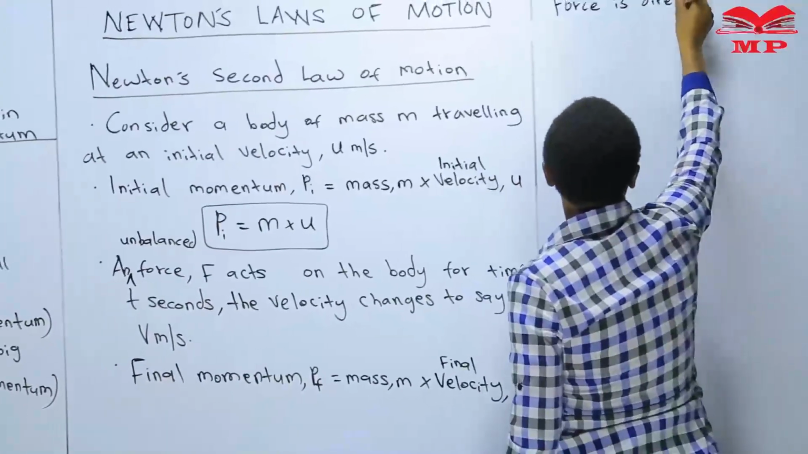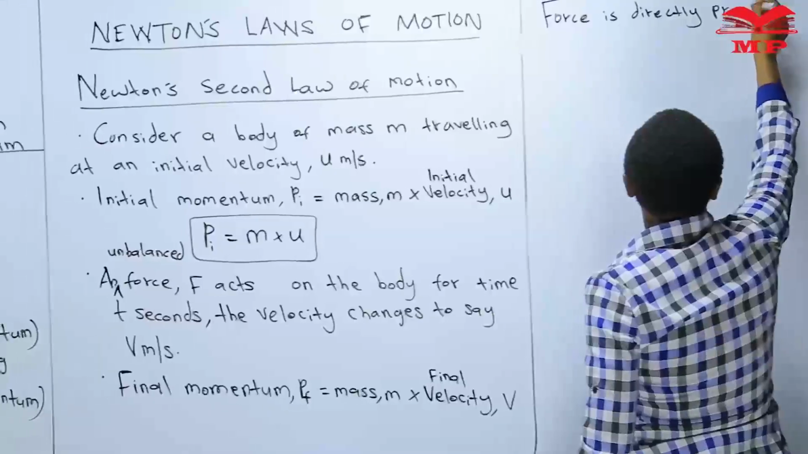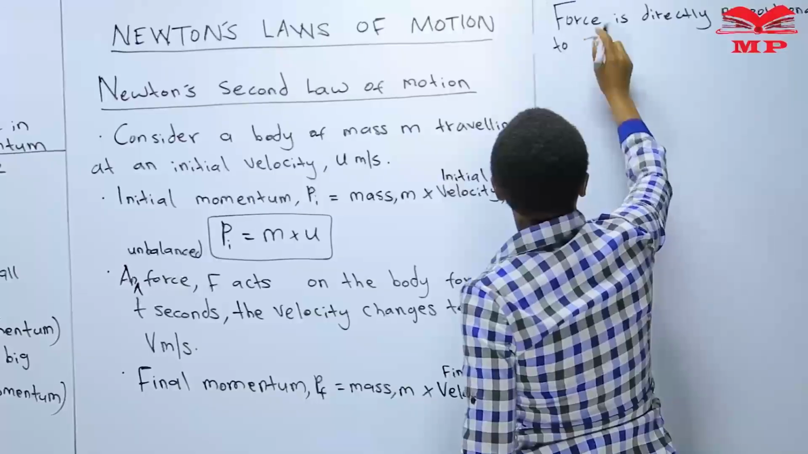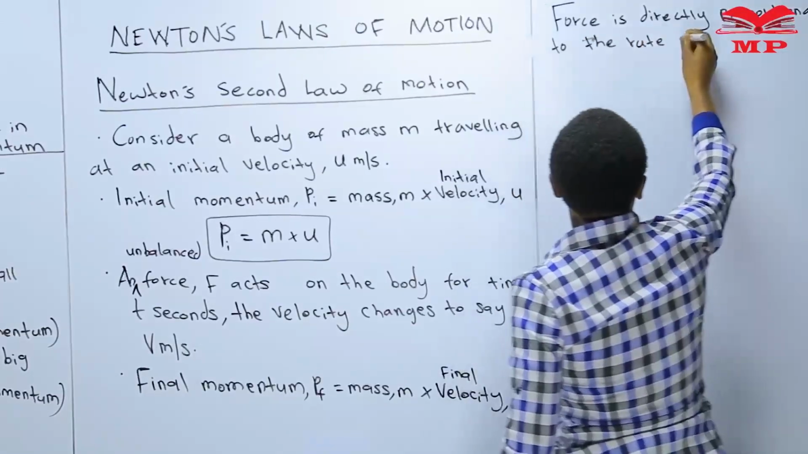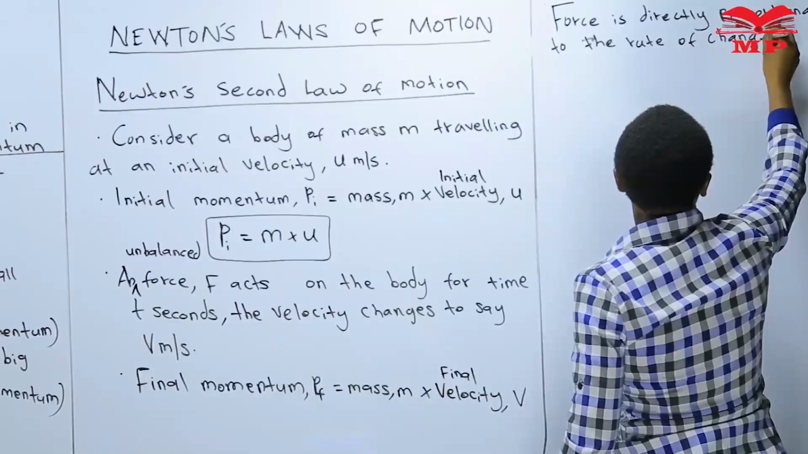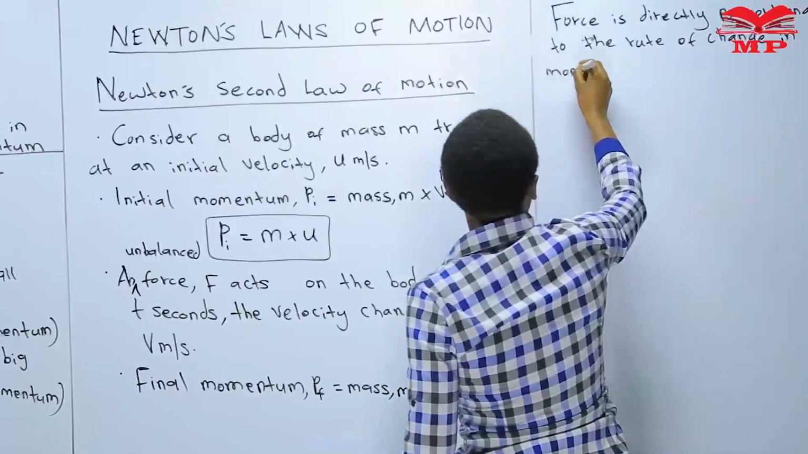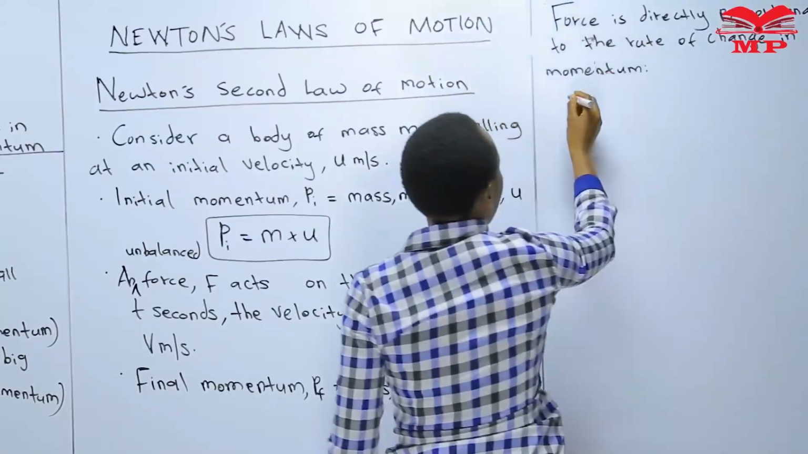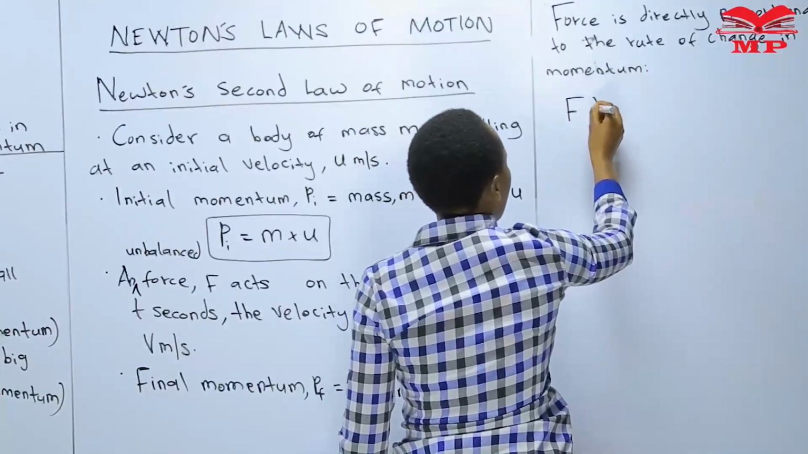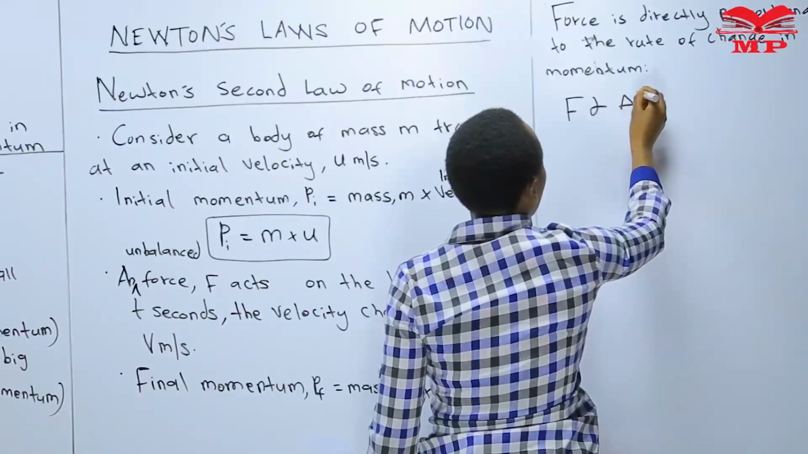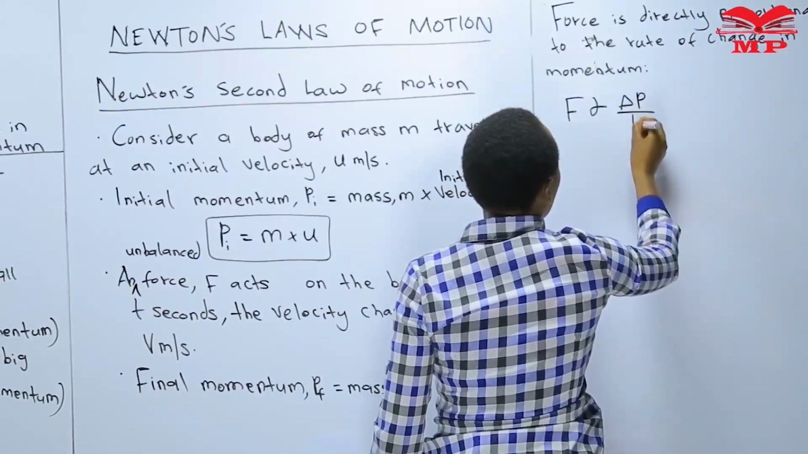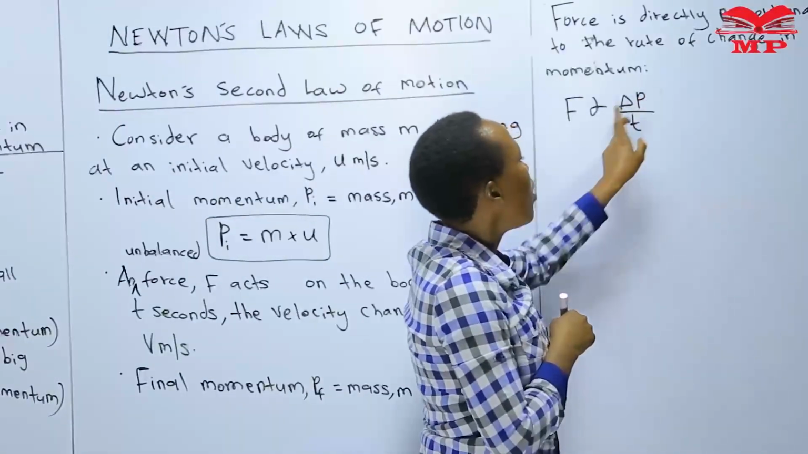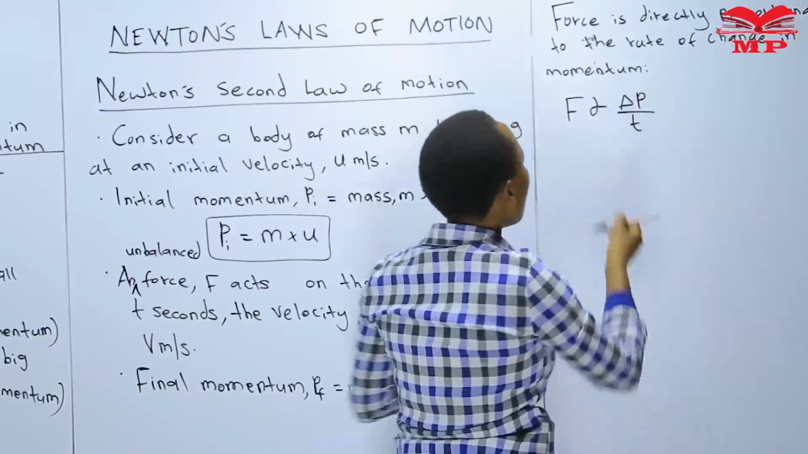is directly proportional to the rate of change in momentum. Whereby this represents the change in momentum per time, so it is the rate of change in momentum.